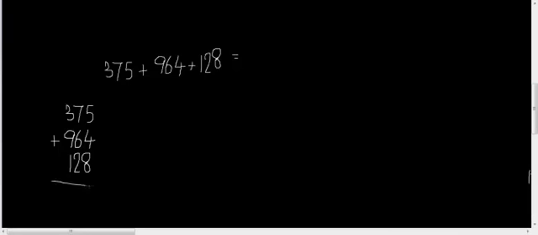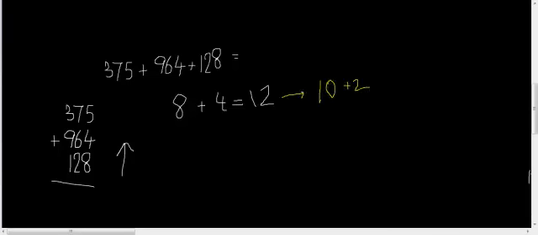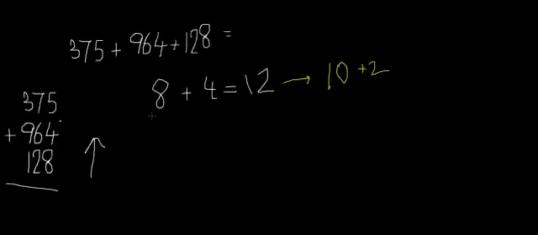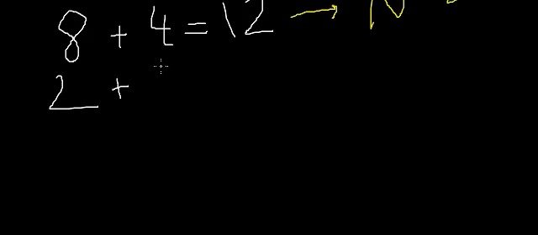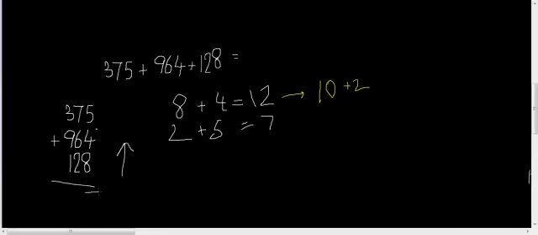So let's remember that we have to add this way. So we have to add 8 plus 4, which is equal to 12, which can also be written as 10 plus 2. So let's put a dot over the 4 and add 2 to 5. 2 plus 5 equals 7. And 7 is lesser than 10, so there's no need to put a dot over the 5. We just put the 7 in the answer and move on to the tens column.